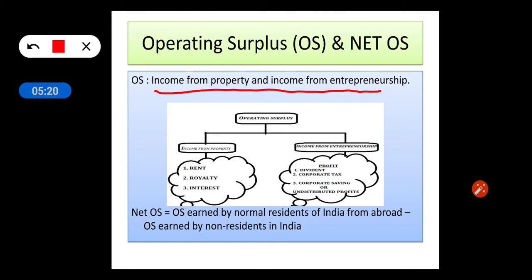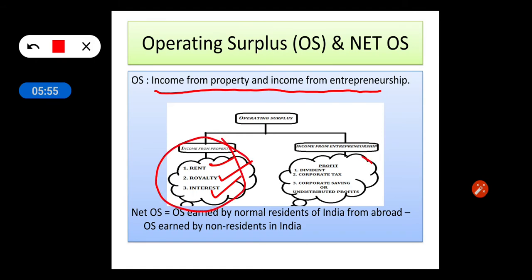So what are the income from property? We have rent. Rent is a factor income generated from ownership of land and building, right? We have royalty. Royalty is referred to income generated for granting leasing right, copyrights, patent right, etc. Okay. Thirdly, we have interest. Interest is a factor income generated from ownership of capital, right? So these are your income from property.